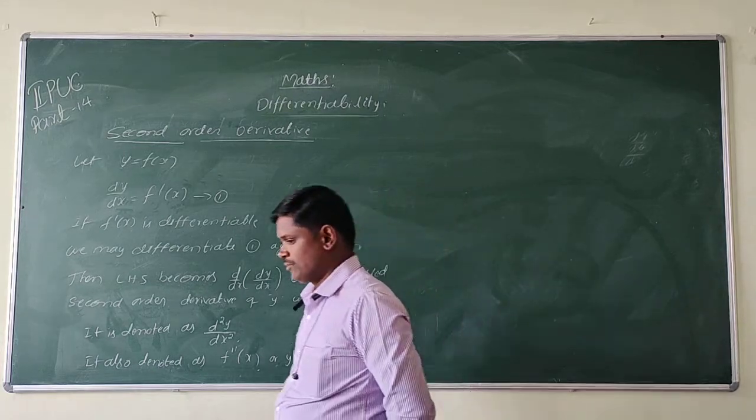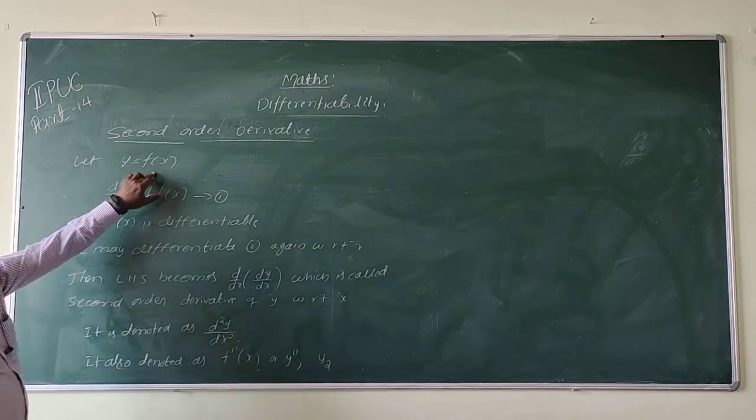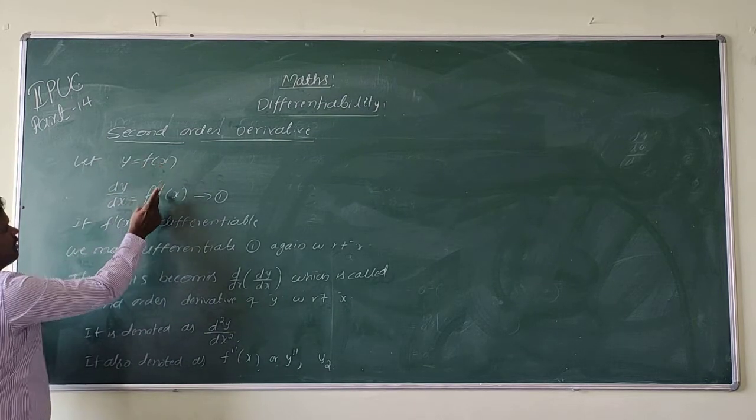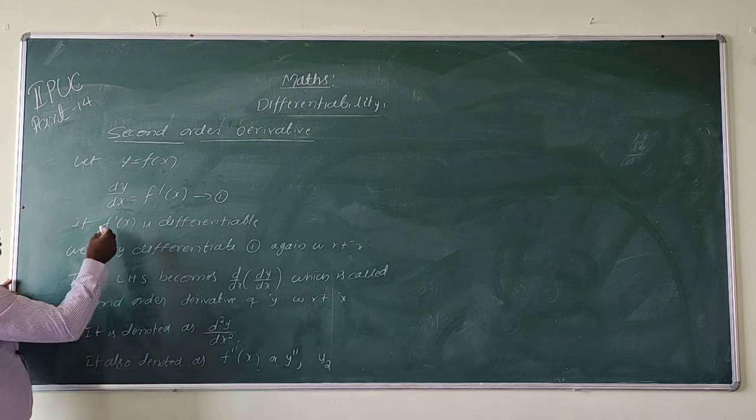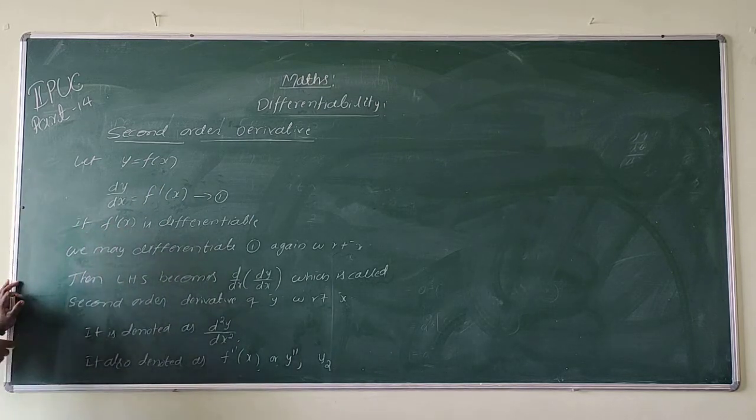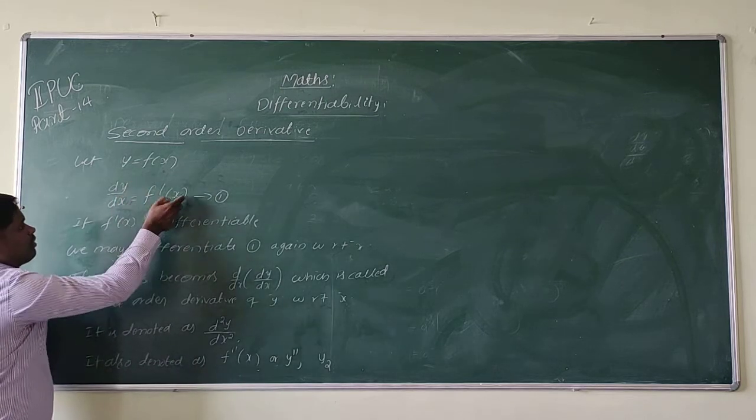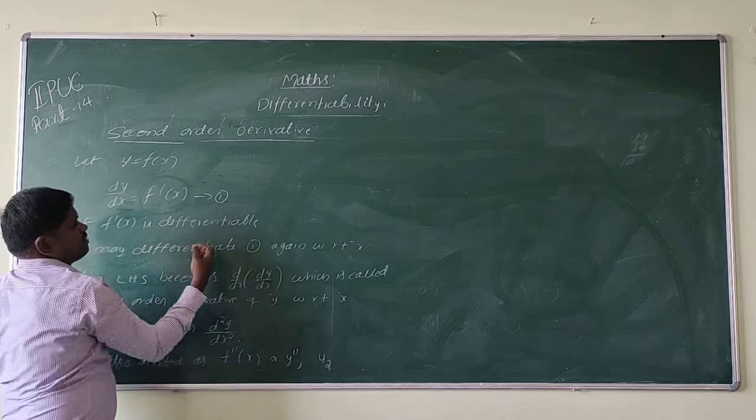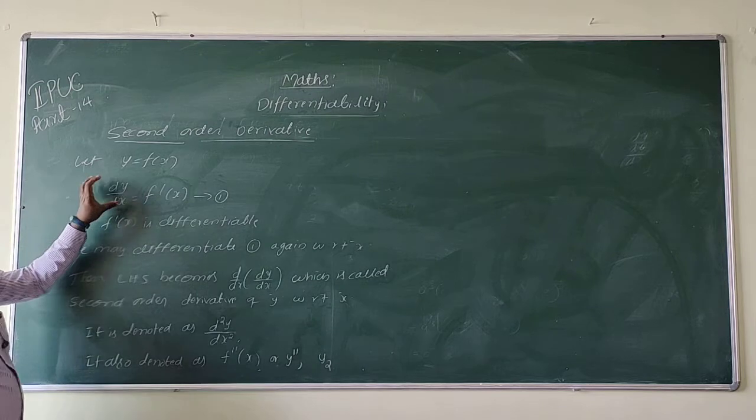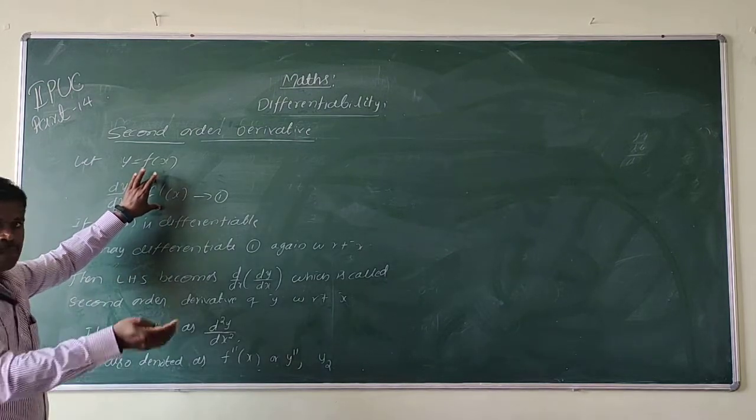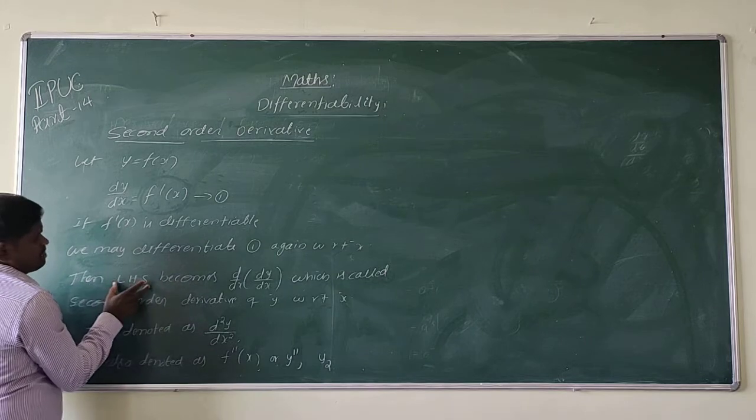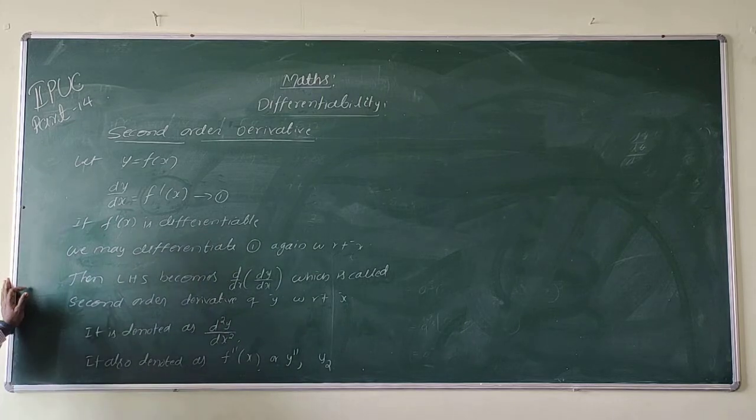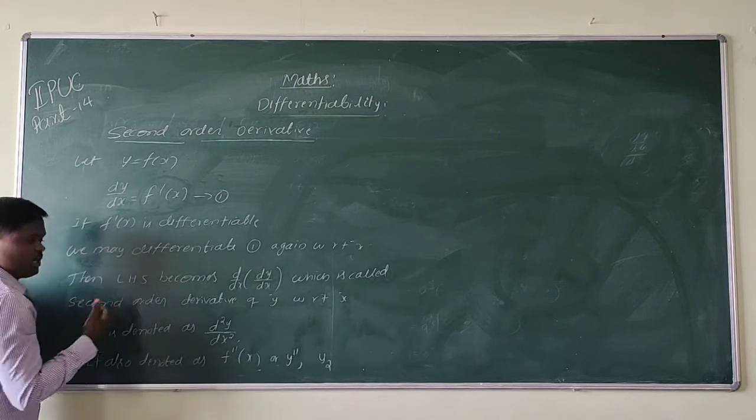See here, if y is equal to f of x is the function, then its derivative is dy by dx, which can be written as f dash of x. If f dash of x is differentiable, that means the term after differentiation is again differentiable, then we may differentiate equation 1 with respect to x again. Then the LHS becomes d by dx of dy by dx, which is called the second order derivative.